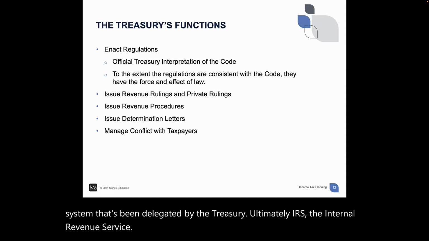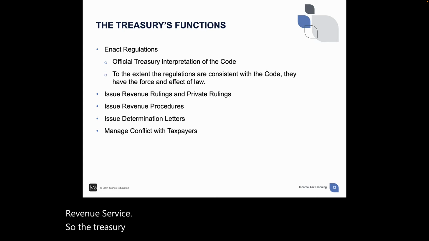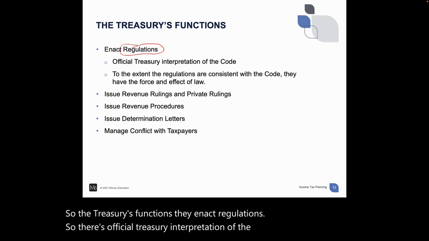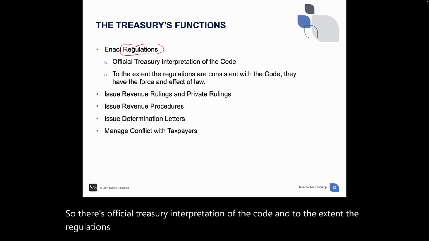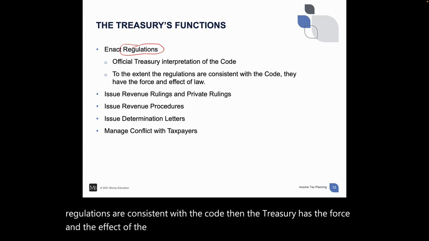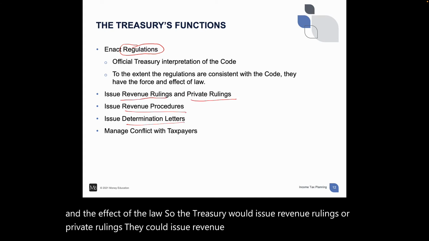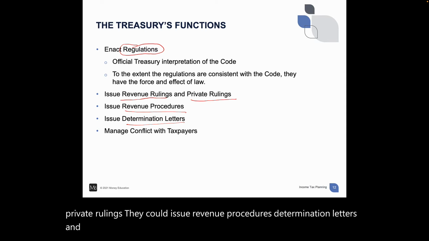The Treasury's functions include enacting regulations. There's official Treasury interpretation of the code, and to the extent the regulations are consistent with the code, the Treasury has the force and effect of the law. The Treasury would issue revenue rulings or private rulings. They could issue revenue procedures, determination letters, and they manage conflicts with taxpayers.